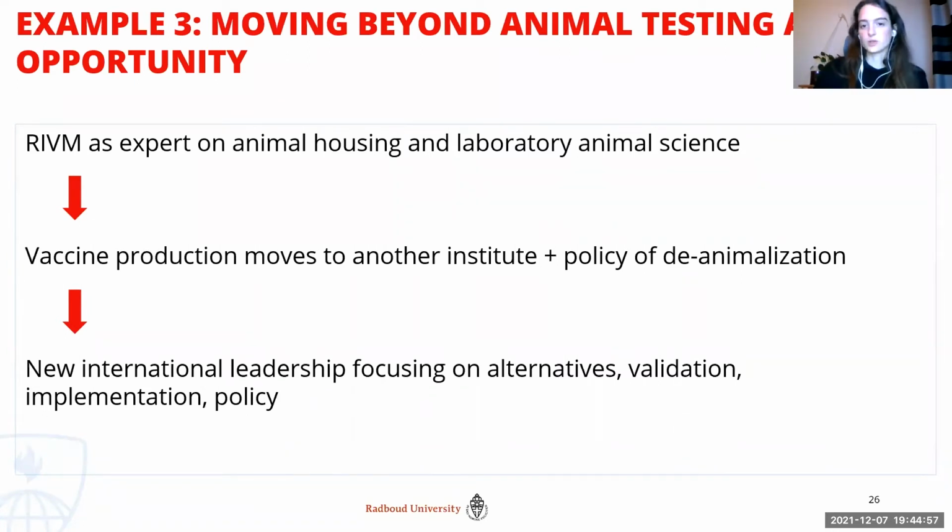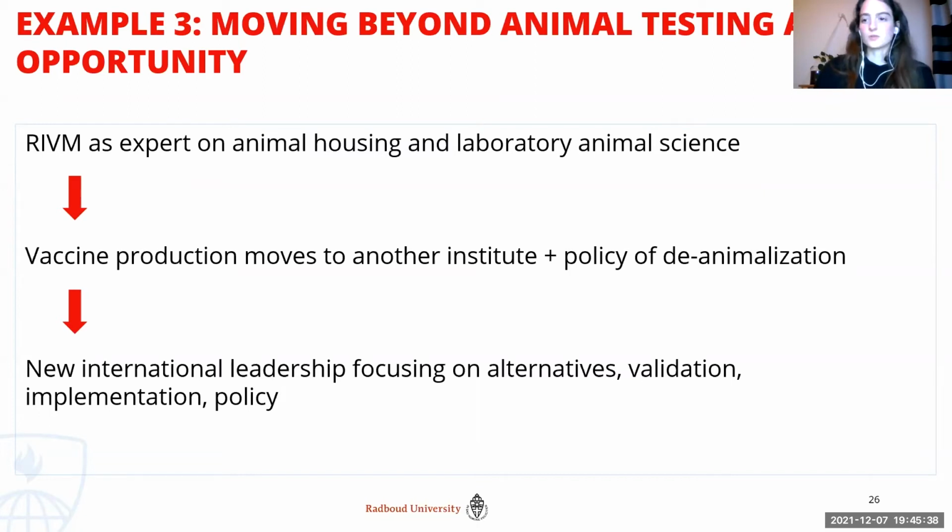And then they also had the policy of what they called de-animalization. So they also wanted to move away from animal testing. And as a result, they had fewer and fewer animals, and they were much less involved in animal testing. So that made it difficult to keep up their expertise in laboratory animal science and animal housing because they had so few animals. And then the issue for them was, well, then it's important for them to have these expert positions internationally. And if we lose this position, what will it mean? But we cannot maintain it.